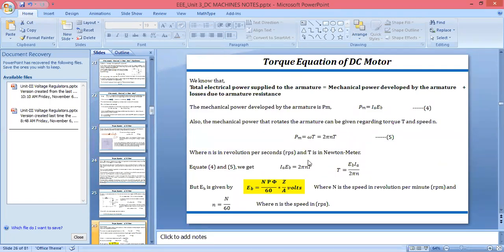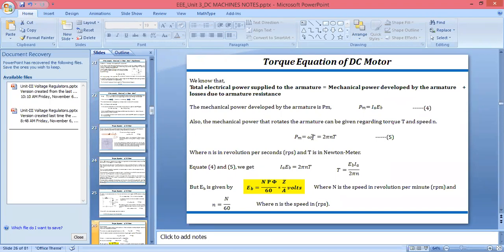So what we can do here, I can write RA into EB as a power loss. So I have taken here PM, where M is used for the mechanical power. So mechanical power, that is the mechanical loss in the DC motor. So we can take PM equal to IA into EB. But we know mechanical power that rotates the armature can be given by torque and speed, where T is torque and W is angular speed.